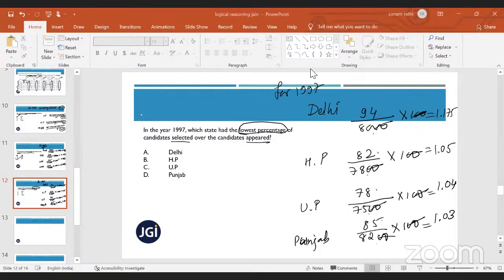Which one is the lowest? Yes, absolutely correct. Everyone is giving me the correct answer. The answer is option D. Yes, Punjab is the lowest. Yes, correct. Okay, next question.